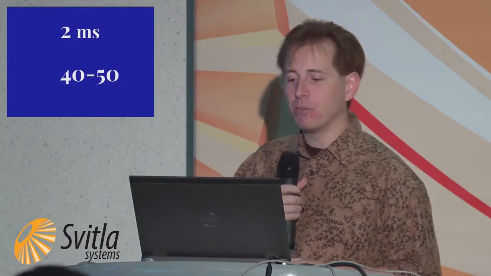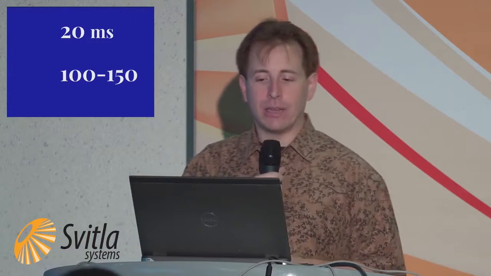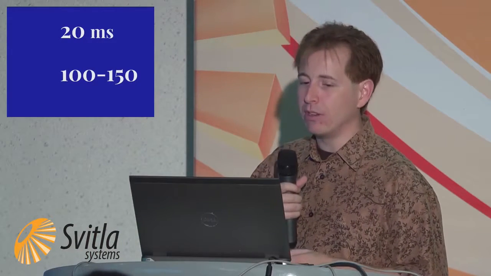If the database is in a different availability zone in the same data center with a 2 millisecond latency, the optimum number of subqueries per union is between 40 and 50. And if the database is in a different data center with a 20 millisecond latency, the optimum number of subqueries per union is between 100 and 150.